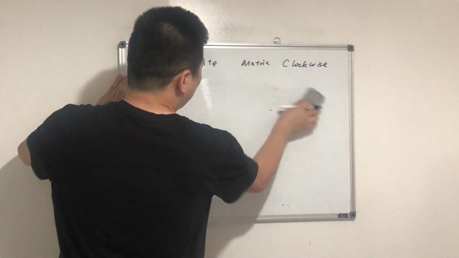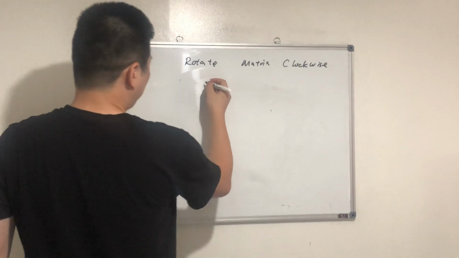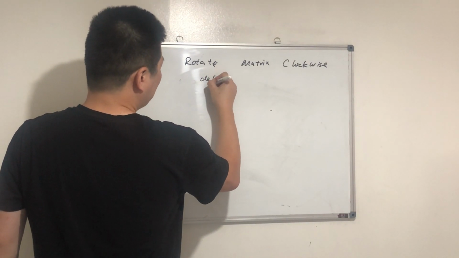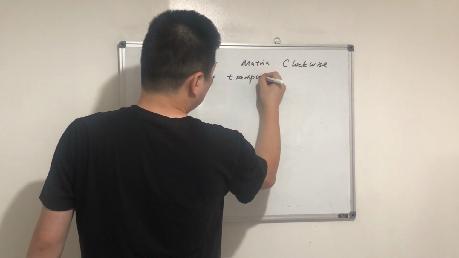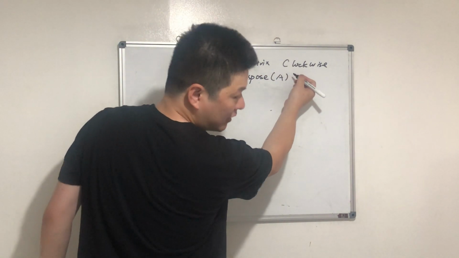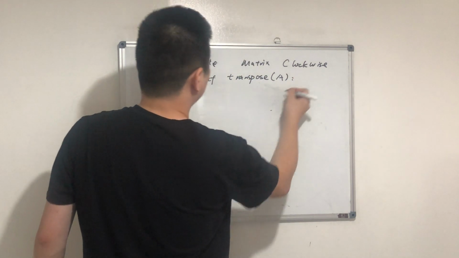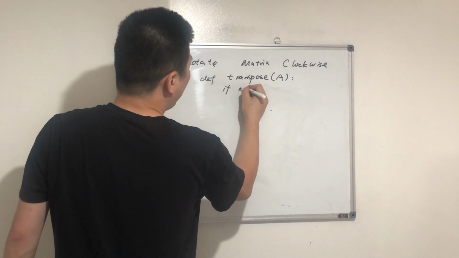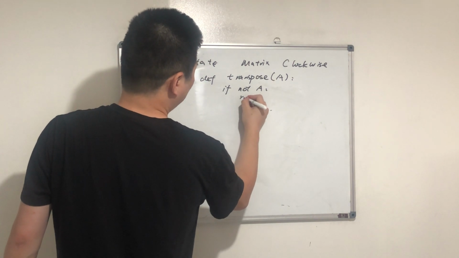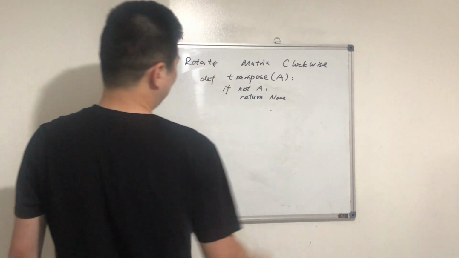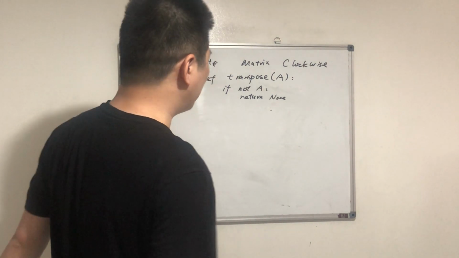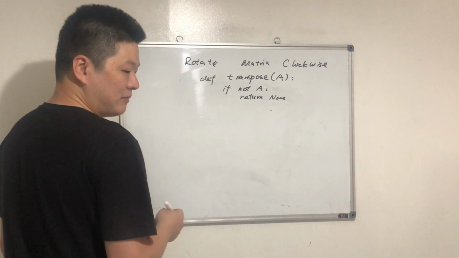Let's review this transpose first, and then we can talk about it. Define transpose. Transpose a matrix A. If not A, then we return nothing, return None, because if it's empty, you can't transpose it. Or an empty list.